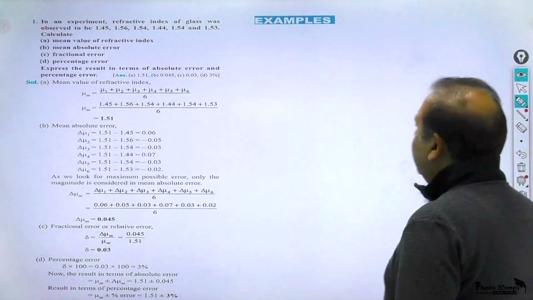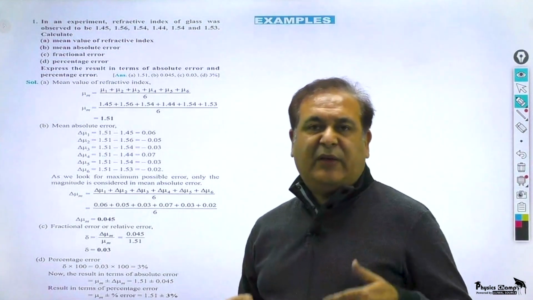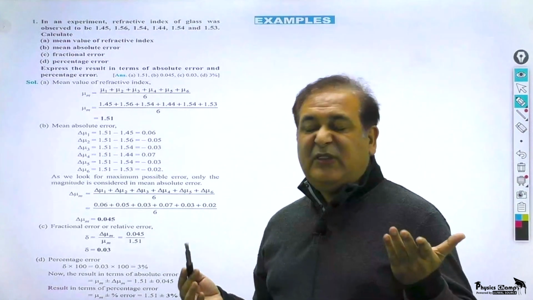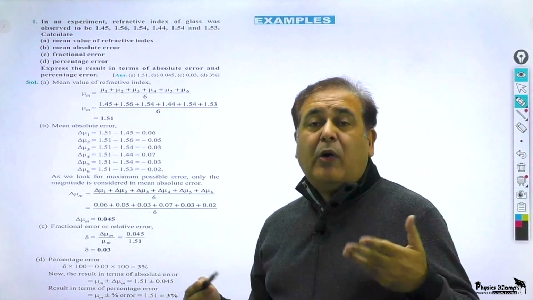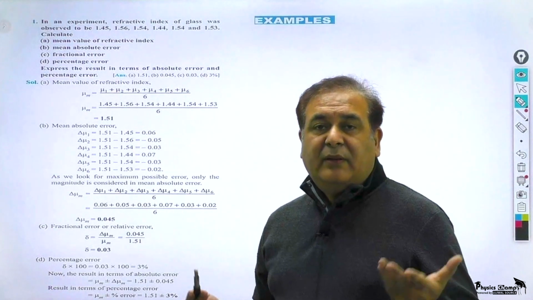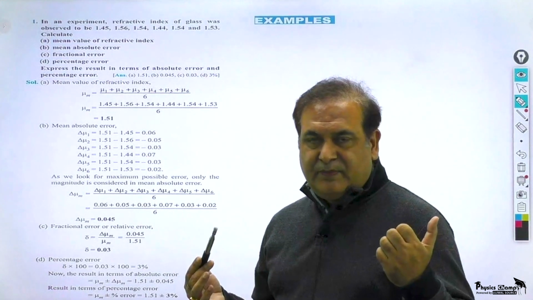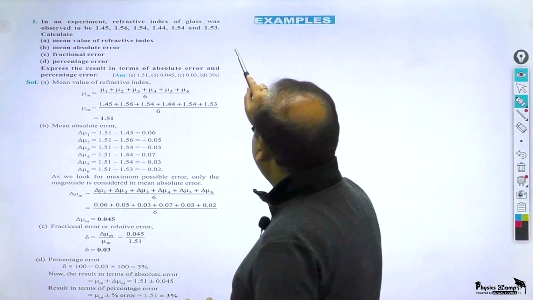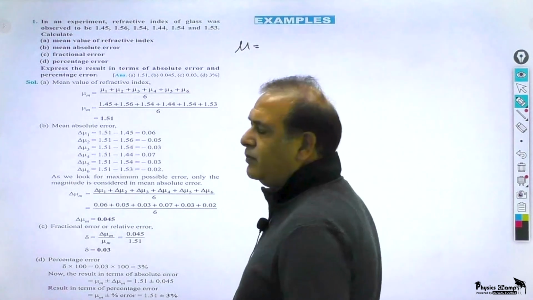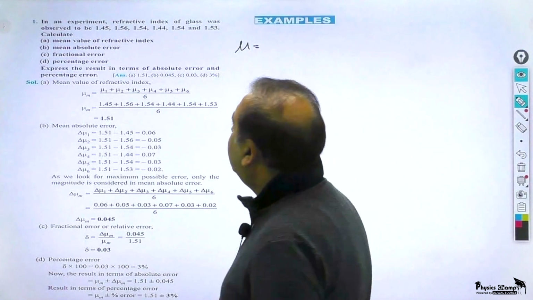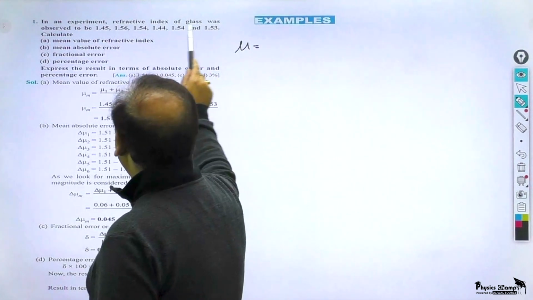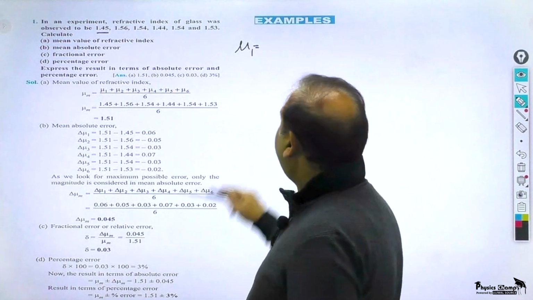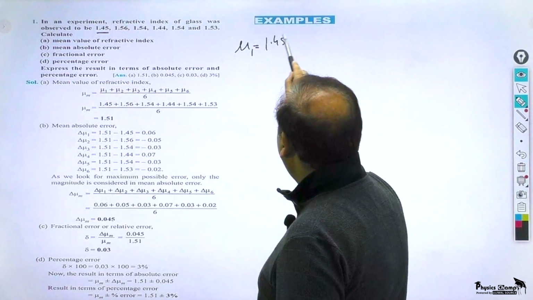The question here is about the calculation of refractive index. We know every glass has a refractive index which explains the amount of bending done by this particular glass when the light falls on it. The refractive index, which is represented by mu, is mentioned in an experiment: the refractive index of glass was observed to be 1.45. So one reading of the refractive index is 1.45.